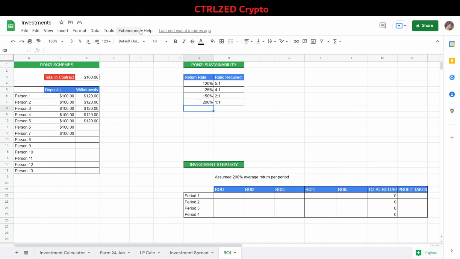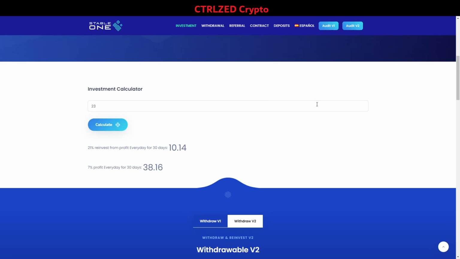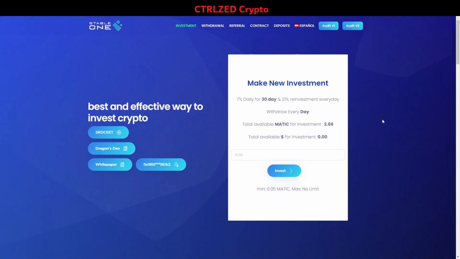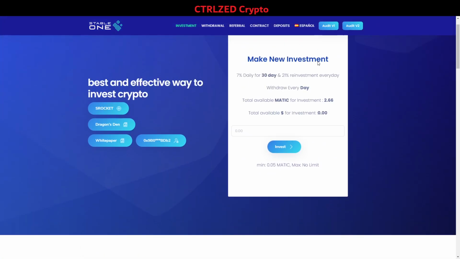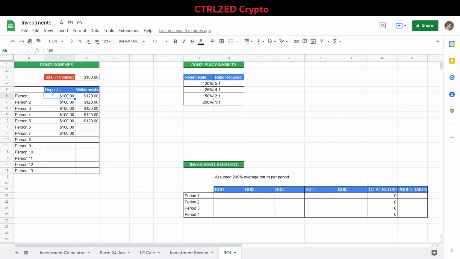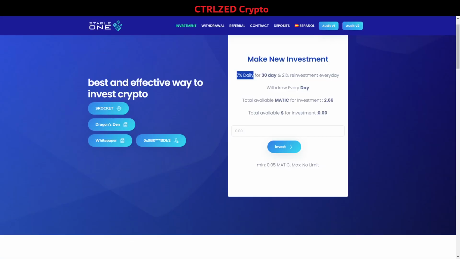So let's take a look at some of these ROI apps and how they work, and assess if they're Ponzi schemes or not, and essentially that they are all fundamentally the same. If we look at Stable One, what you do is you make a deposit of a certain number of Matic, and every day you get 7% back from your investment. So you never get your initial investment back. That's locked. That is a deposit in the system. You never actually get it back. What you get is withdrawals of 7%, and they add up to a certain percentage.